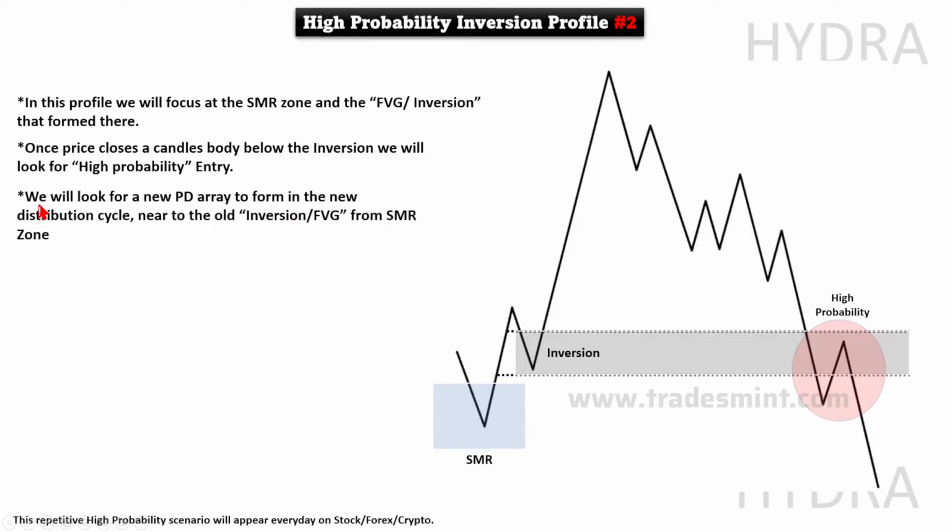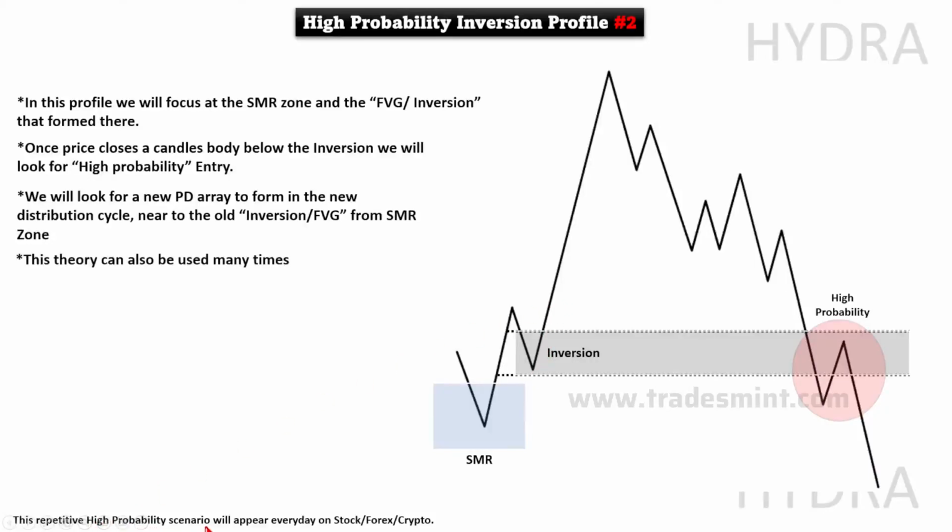Okay, I'm gonna read it again. We will look for a new PD area to form in the new distribution cycle. That means we'll be looking for a new PD area to form here, and this is happening near to the old inversion fair value gap from SMR zone. There will be an inversion. We'll be looking for a new PD area to form here, but our trade idea will be based on this inversion. If a PD area forms here, it will work as extra confirmation, but we don't necessarily need a new PD area to form here. We can just execute based on this.